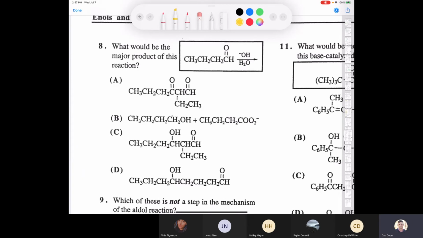So question 8 is, what would be the major product of this reaction? We're starting out with butyraldehyde, and then we're treating it with just sodium hydroxide and water. I have a question for you guys. Would this be an aldol addition or an aldol condensation reaction? It's not going to be a condensation, because if it was a condensation, there would be heat. So there's no heat. And when there's no heat, it's just a plain old aldol addition.